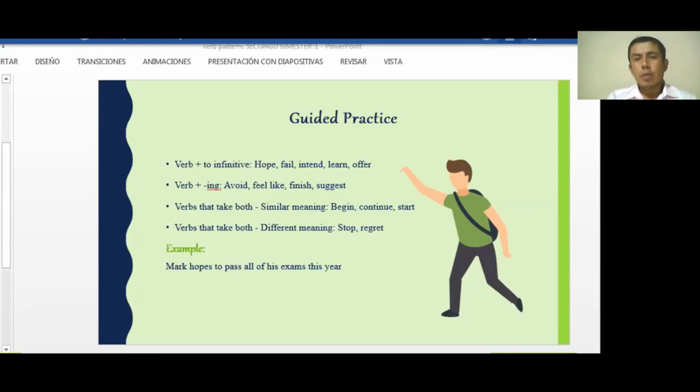Next, students will work in pairs to decide which partners category each verb belongs to and create a sentence using the verb partner.